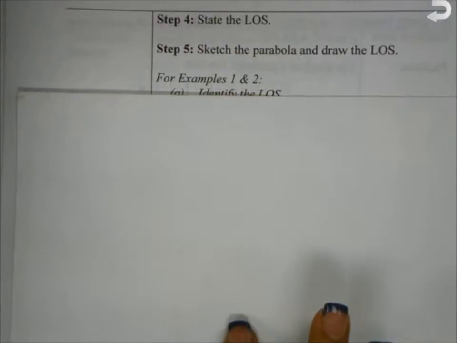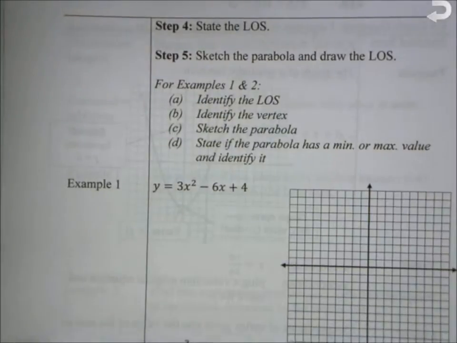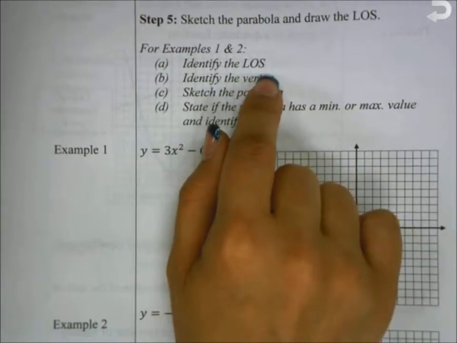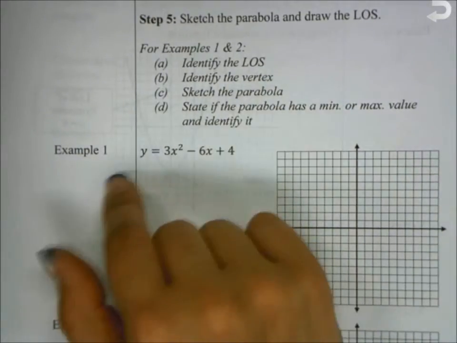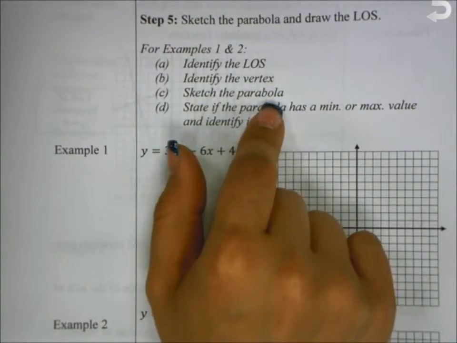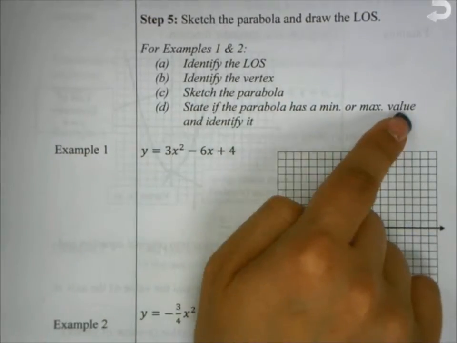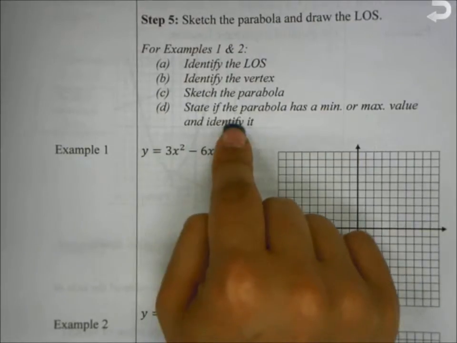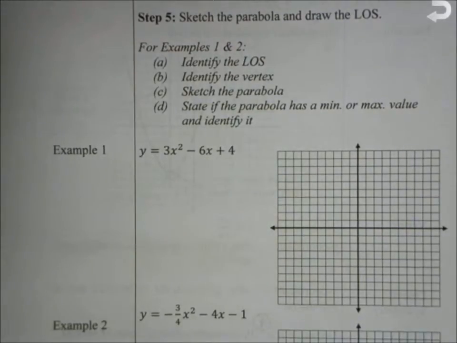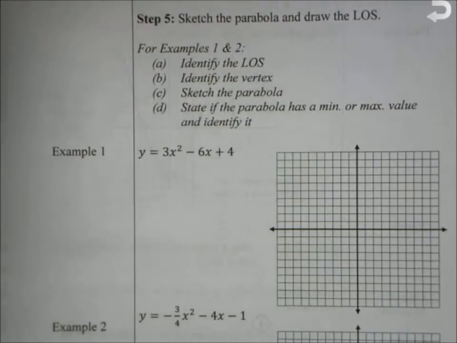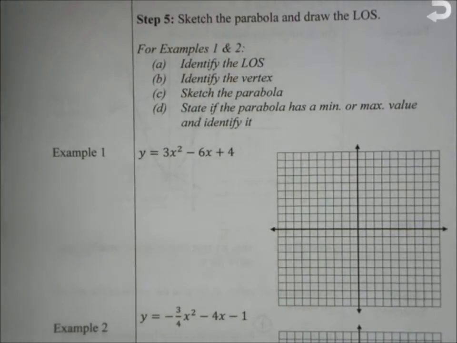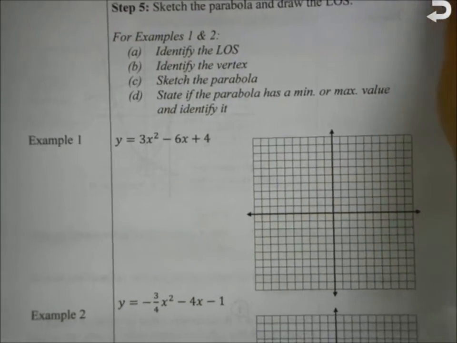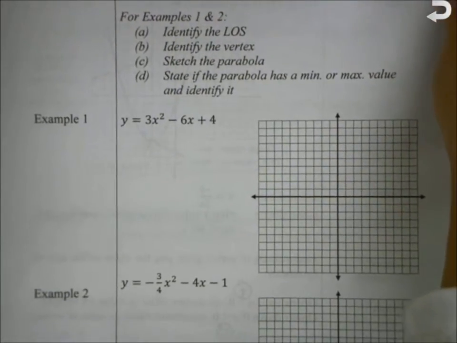For the next two examples, examples 1 and 2, we are going to identify the line of symmetry, identify the vertex, sketch the parabola, and then state if the parabola has a minimum or maximum value and identify it. Now, when we're sketching a parabola, we're just sketching, so all of our points don't have to be exact. We're just going to sketch the parabola through the vertex. So let's look at example number 1.